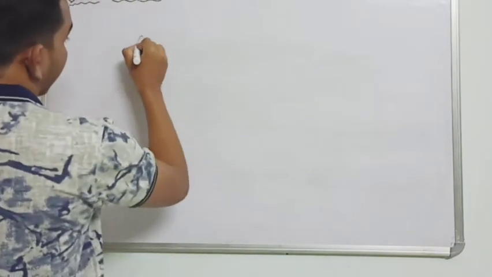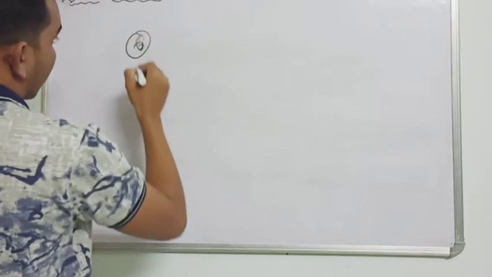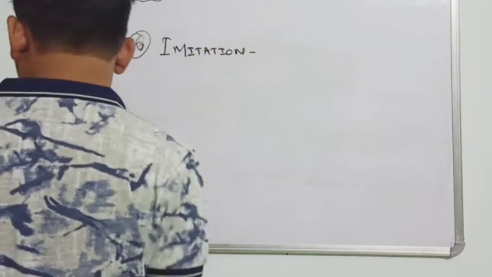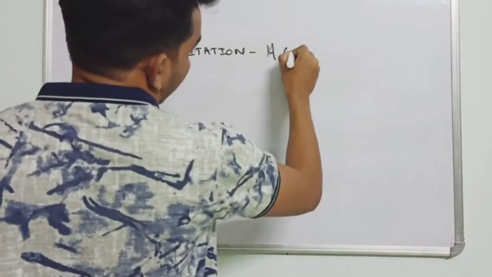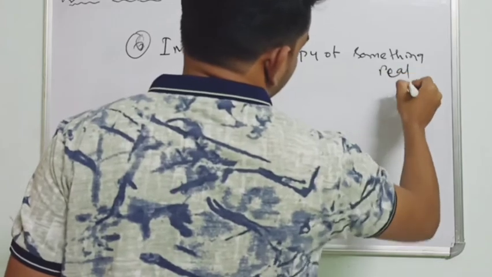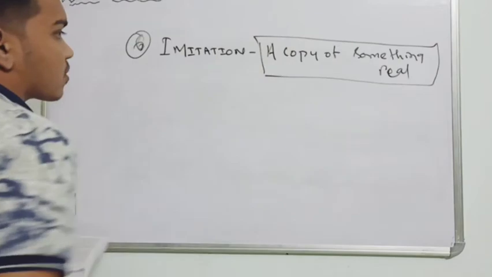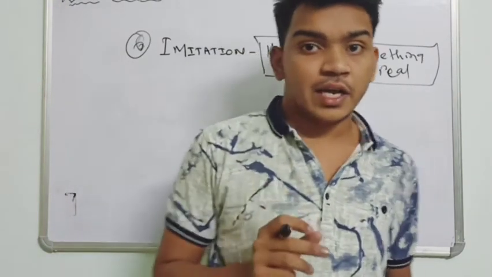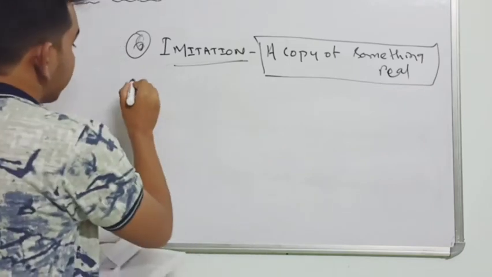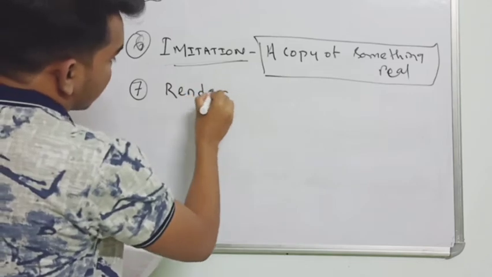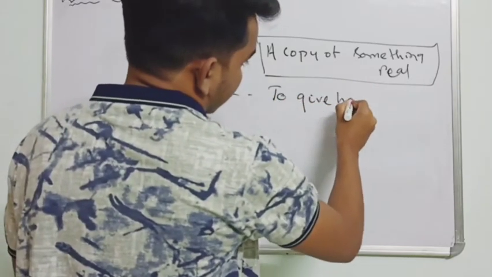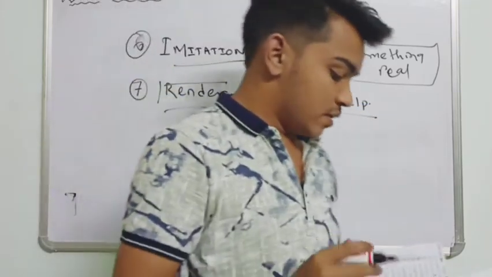Sixth word is imitation. Imitation means a copy of something real. A copy of something real, that is imitation. Then the other word is render, to give help. Render means to give help.